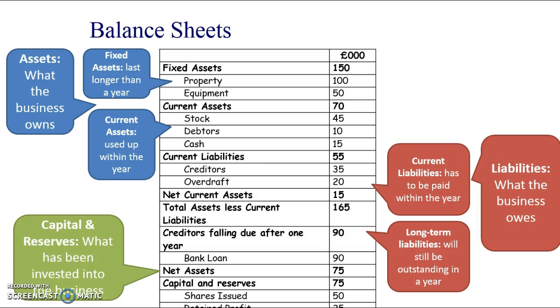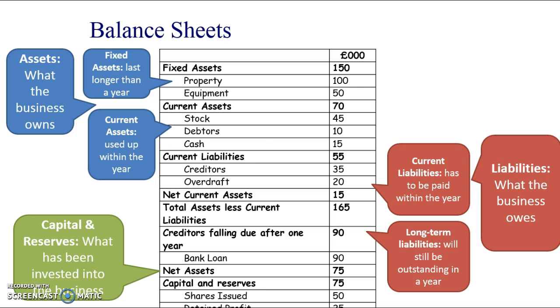The last thing at the bottom of a balance sheet is the capital and reserves, and this is what's been invested into the business. My balance sheet's a little bit cut off here. We have the shares issued. So this is share capital that's been invested into the business, and below here it does say retained profit. So that's been invested back into the business.